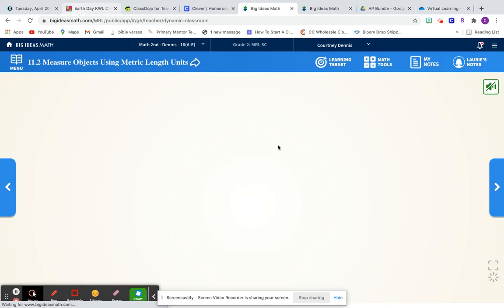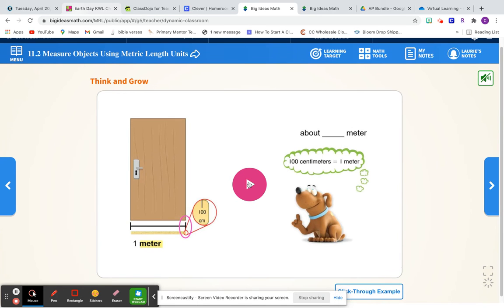All right, now we are going to look at our Think and Grow. About how many meters long is the door? Look at the door. The meter stick is lined up with the beginning of the door. The meter stick ends at the other end of the door. The meter stick is the same length as the door, so the door is about 1 meter long.